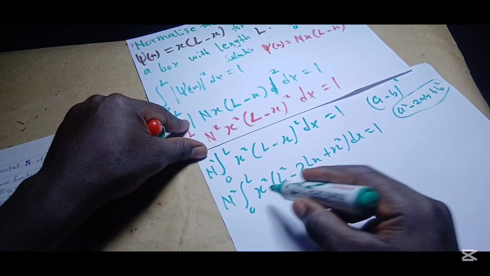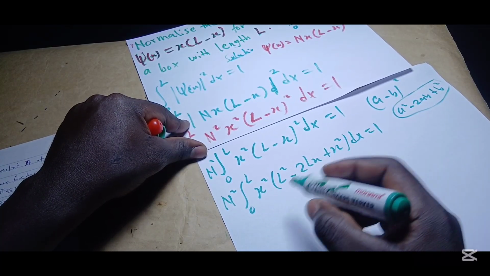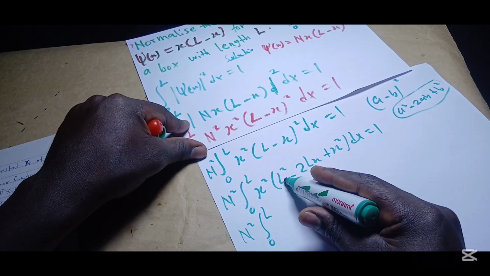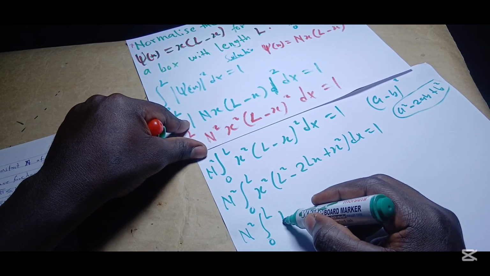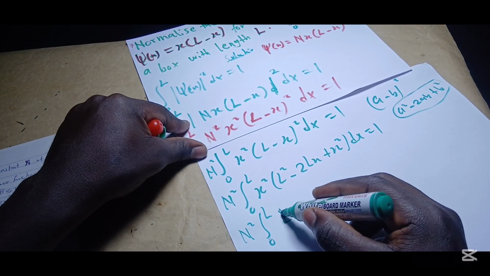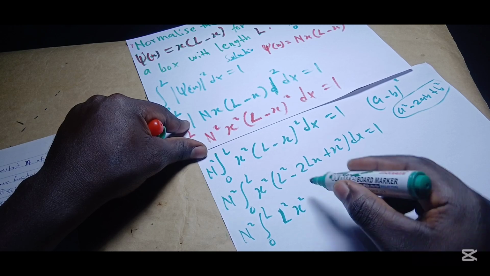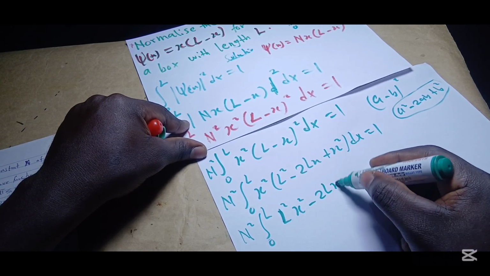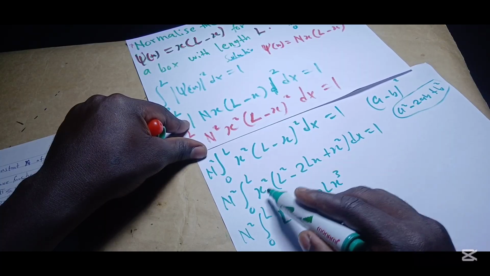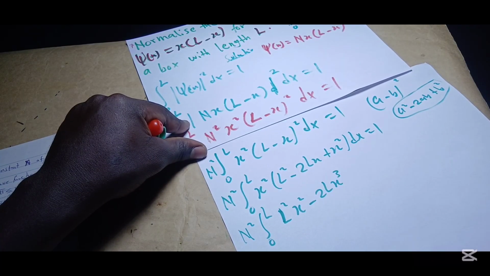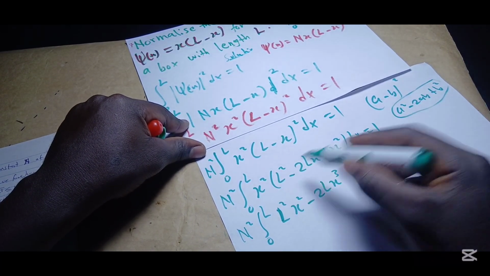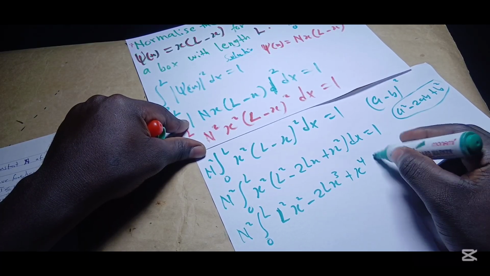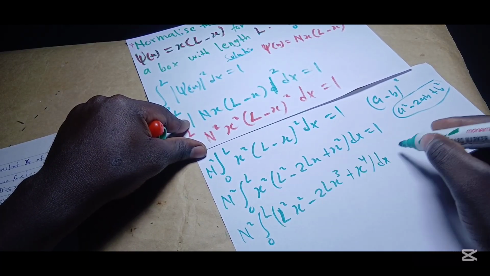So now let's expand the bracket, multiplying by x squared. So we are going to get n squared integral from 0 to L. x squared multiplied by L squared gives us L squared x squared. x squared multiplied by minus 2Lx gives minus 2Lx to the power 3. Since they are of the same base, we add their powers. So x squared multiplied by x squared gives us x to the power 4, dx, which should give us 1.